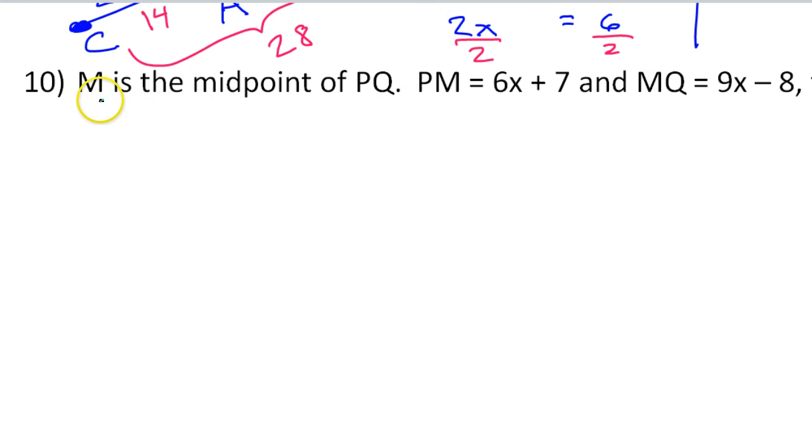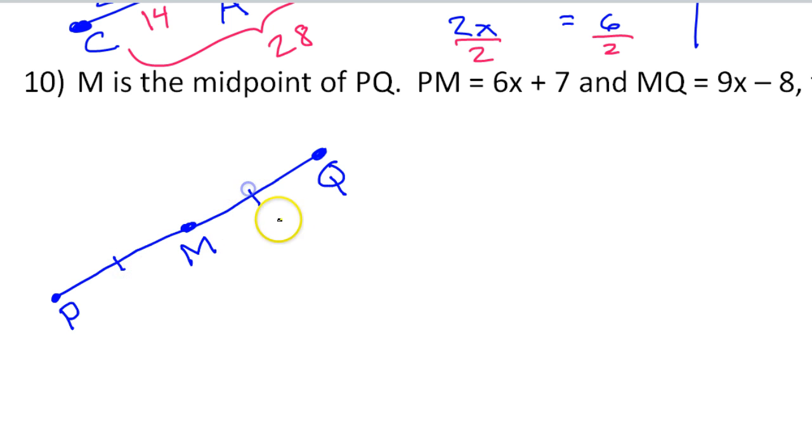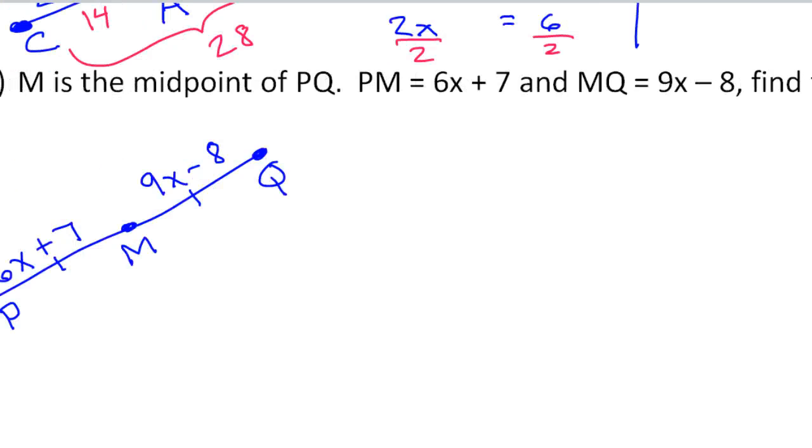Alright, one more problem. M is the midpoint of PQ. So here is PQ, and M is my midpoint. So these two sides are congruent to each other. PM is 6x plus 7. MQ is 9x minus 8. Find the length of PQ.